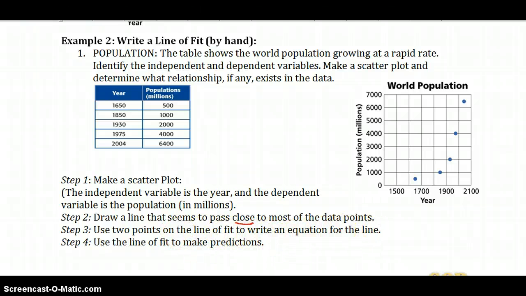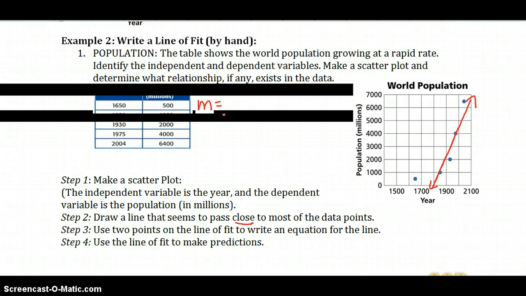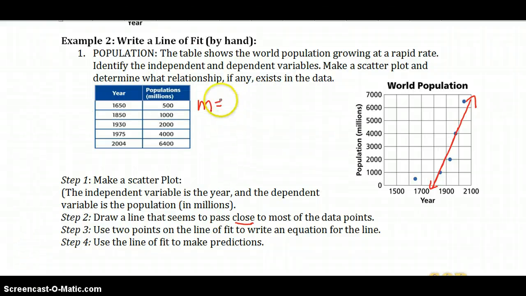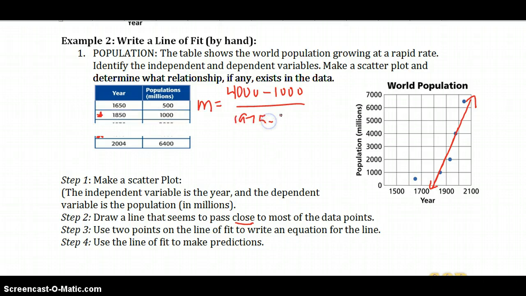So let me get a straight edge. Now I've drawn my line of fit and I need to find the equation, and to do that I need slope. So here are the 2 points I'm working with. So I'll do y minus y and x minus x. So I get 3,000 over 125, and I'm not sure why my screen is jumping. So my slope is 20.